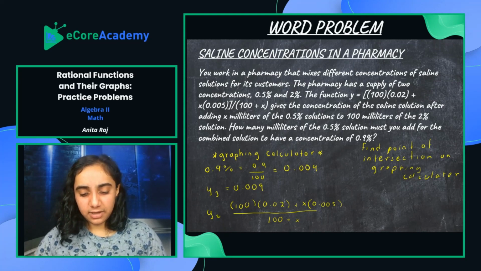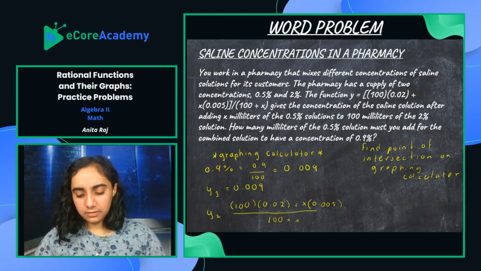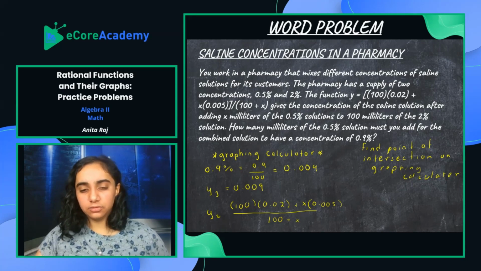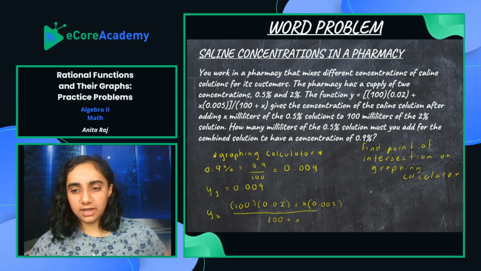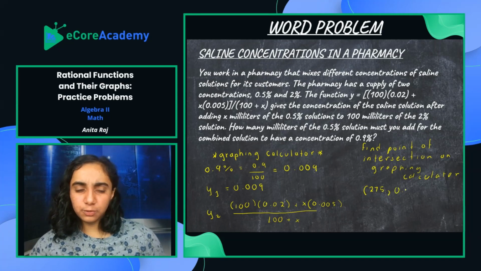Then you're going to see what happens. You're probably going to have to adjust the window, and then you're going to hit second calc, and then hit 5 for intersect, and then you're going to find the intersection. Once you find the intersection, you should be able to find that the intersection occurs at 275, 0.009.